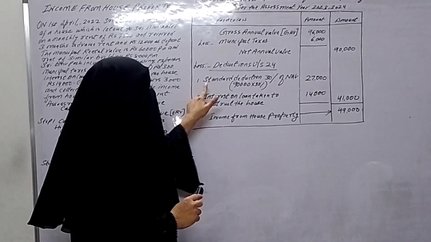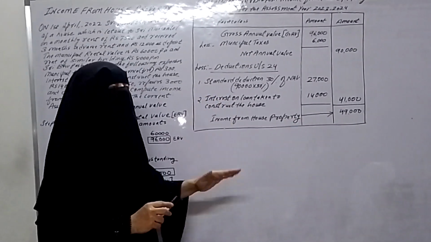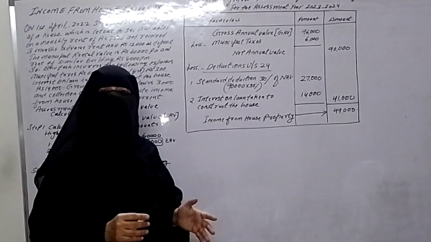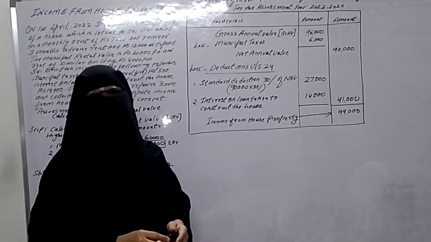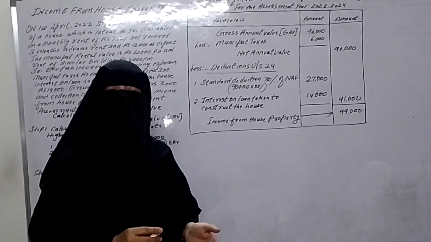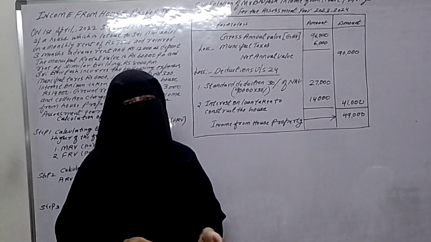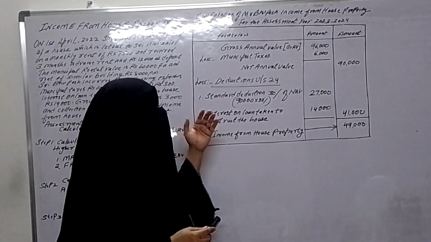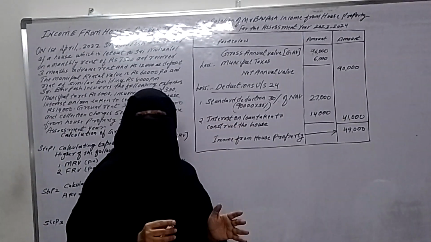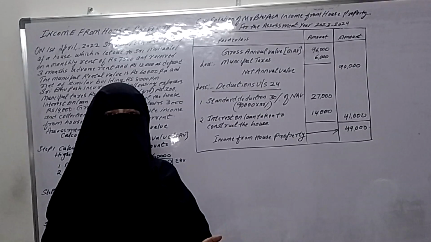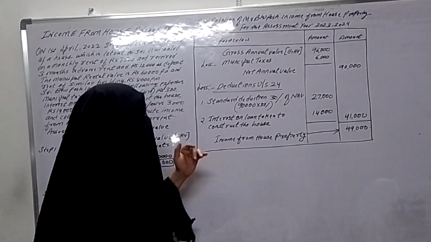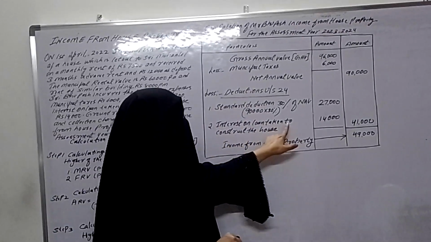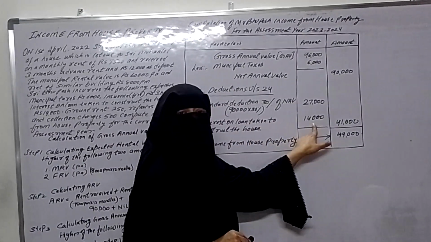Now, after giving the standard deduction, one more deduction is allowed, that is interest on loan. If the assessee took the loan for purchasing the property, for constructing the property, for repairing the property, for reconstructing the property, in that case interest on loan paid as well as due, both are allowed for deduction. And in this question the interest paid is given 14,000. So interest on loan taken to construct the house is 14,000.